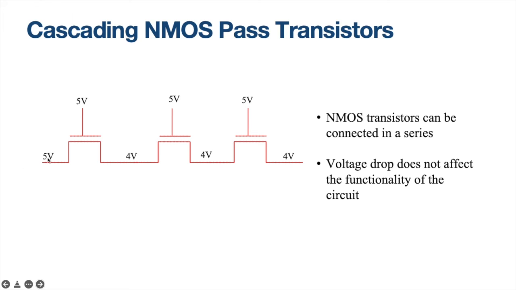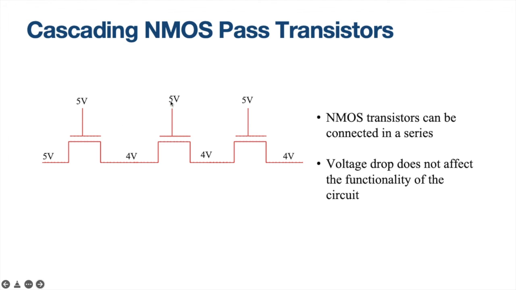There is another assumption. We can connect it serially like this. Yes, it is possible. Why? Now the input is 5 volts. What will be the output voltage? It will be only 4. 5 minus 1. Vout is equal to VDD minus VTN. VDD is 5 volt. Threshold is 1 volt. Therefore, it is 4 volts.